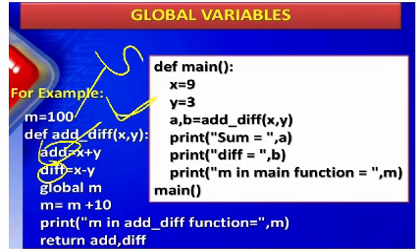Then global m is called here, which calculates m equals m plus 10, that is 100 plus 10, and the m value is printed and both the add and difference values are returned. Here the function is called inside the main function that contains x, which is also a local variable.